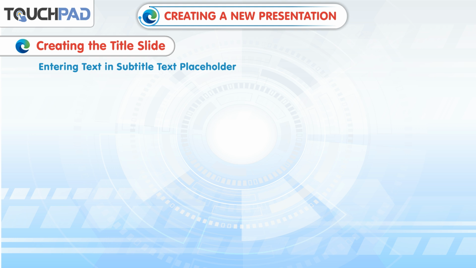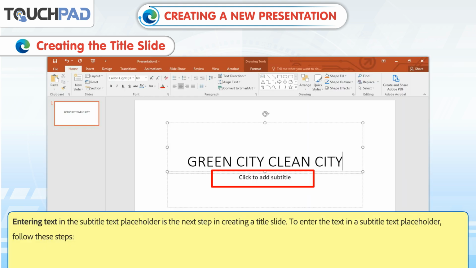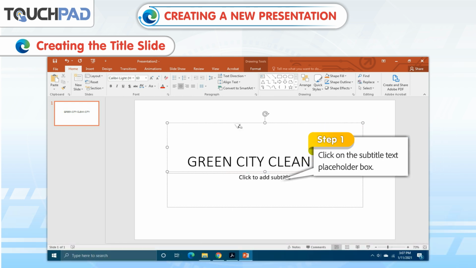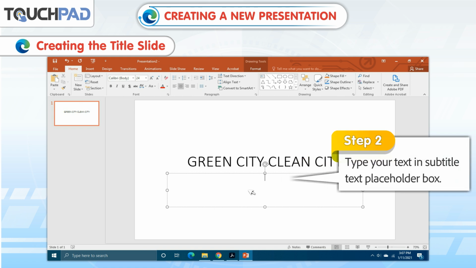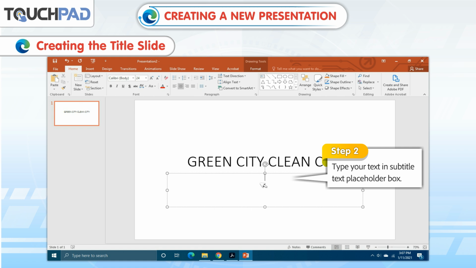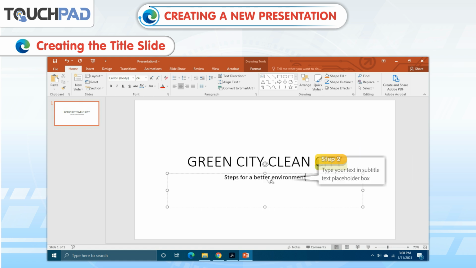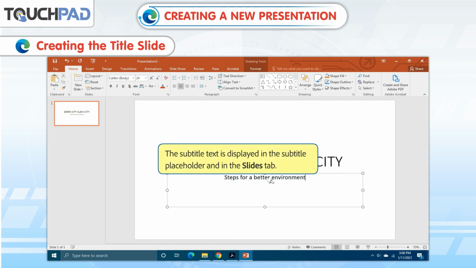Entering text in subtitle text placeholder. Entering text in the subtitle text placeholder is the next step in creating a title slide. To enter the text in a subtitle text placeholder, follow these steps. Step 1. Click on the subtitle text placeholder box. Step 2. Type your text in subtitle text placeholder box. The subtitle text is displayed in the subtitle placeholder and in the Slides tab.